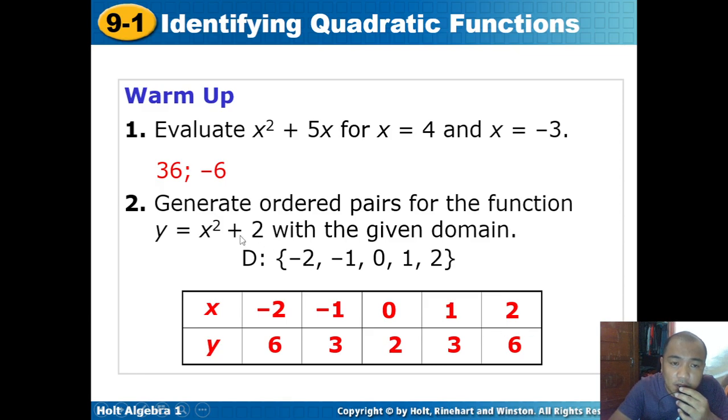Because if we substitute negative 2 here, that means 4 plus 2, we have 6. When we substitute 1, we have 1 plus 2, 3. 0, 0 plus 2, 2. 1, same as here, 3 and 6.